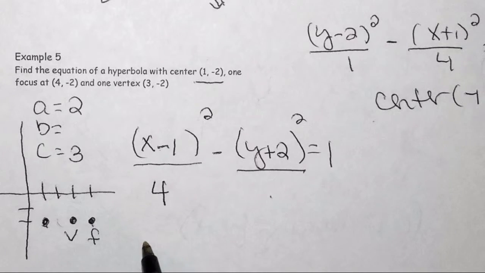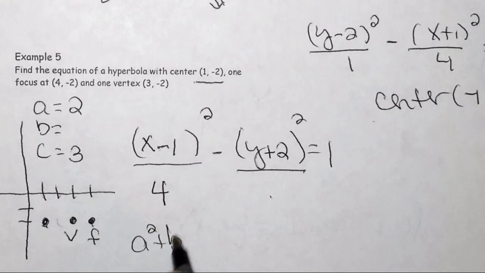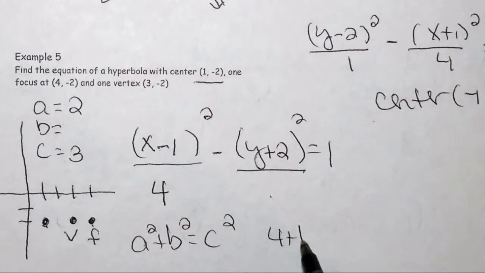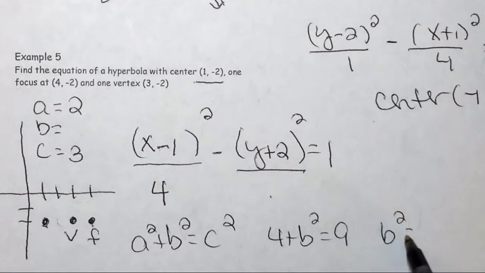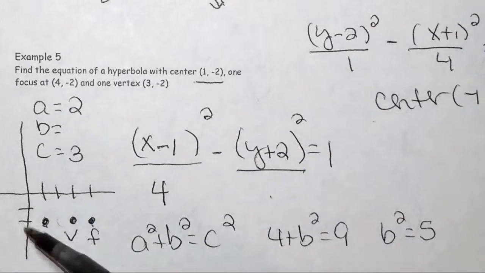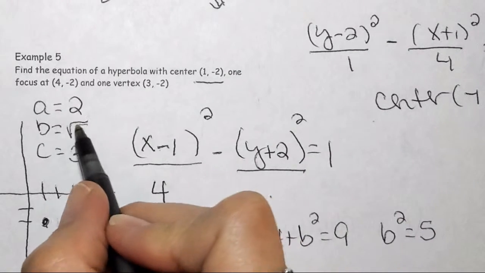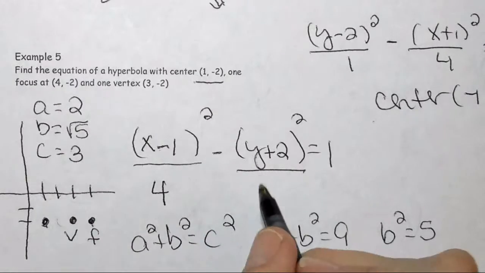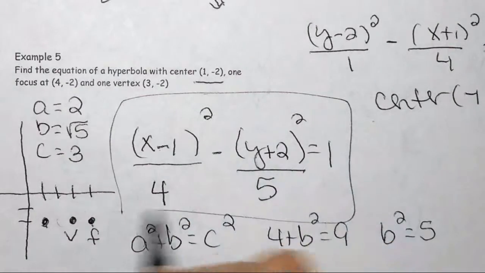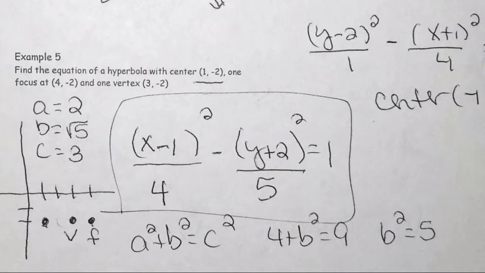So I'm going to use my new formula, A squared plus B squared equals C squared. So 4 plus B squared equals 9. So B squared equals 5. Do I want B squared or B for the equation? B squared. So I'm just going to put a 5. If I asked you to graph it, then you need B.